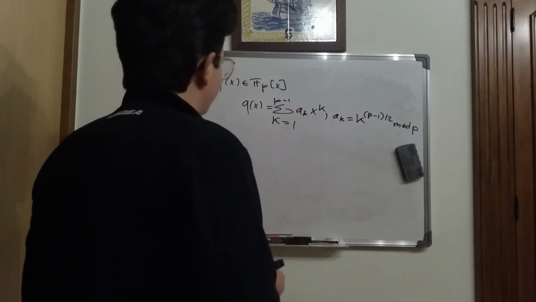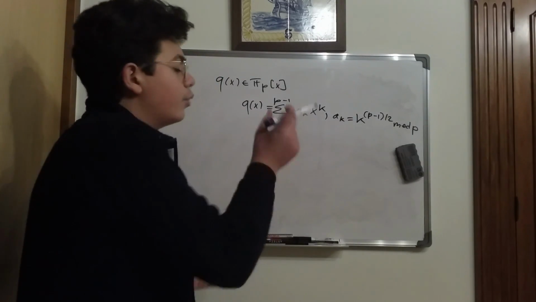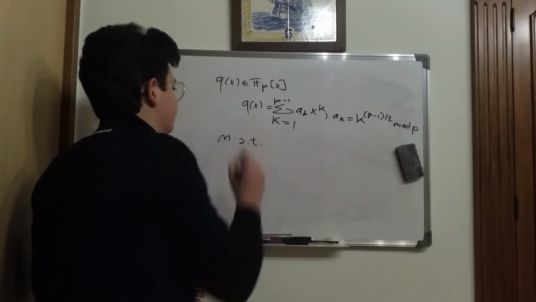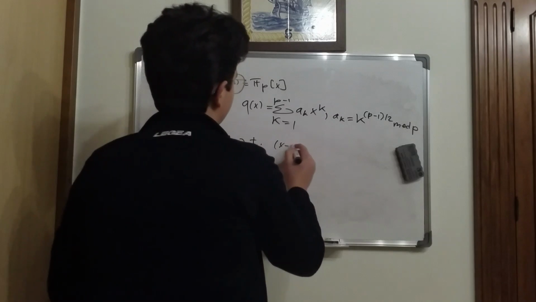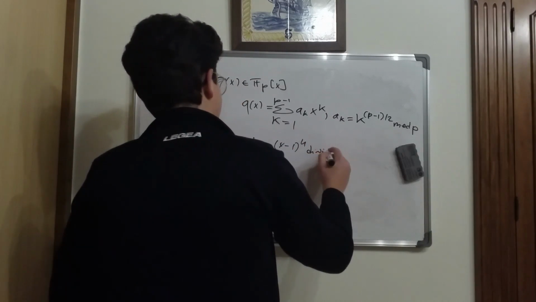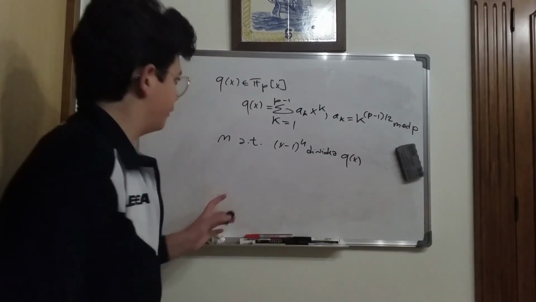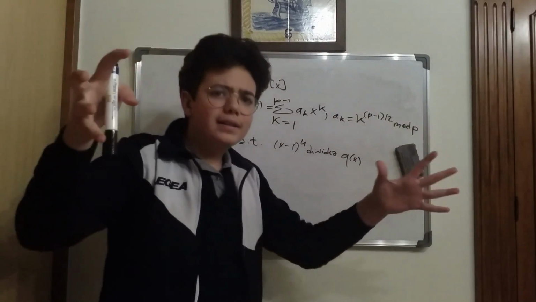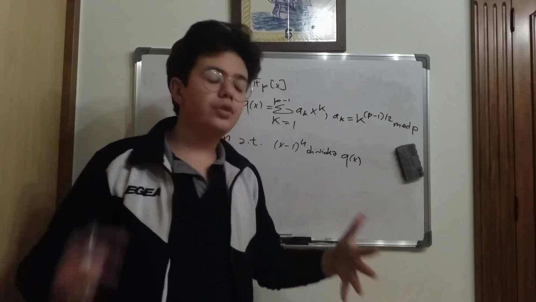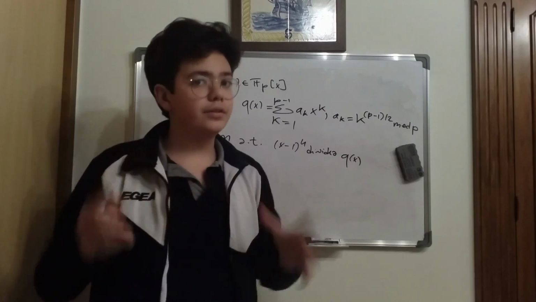Now, the problem asks to find the greatest non-negative number n such that (x minus 1) to the n divides q of x, okay? Perfect. So there are many ways to solve this problem. In this video I'm going to use a particular way that I consider very interesting.